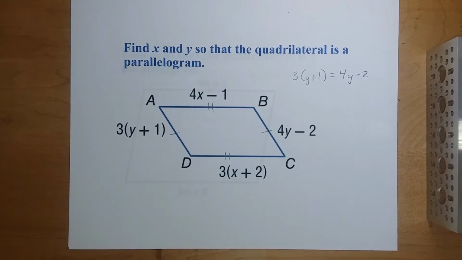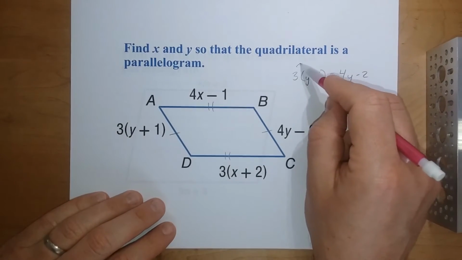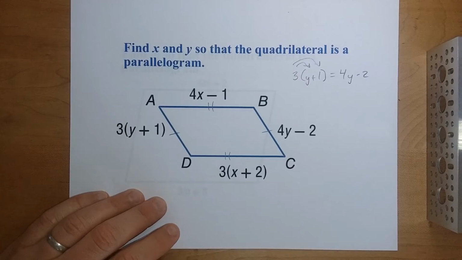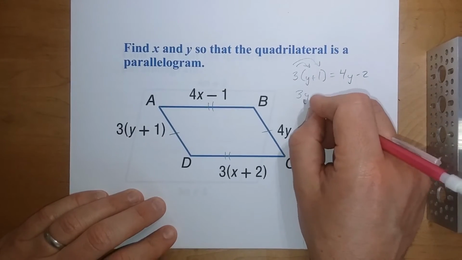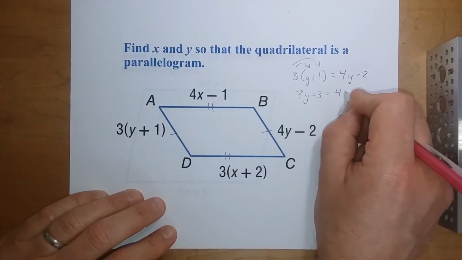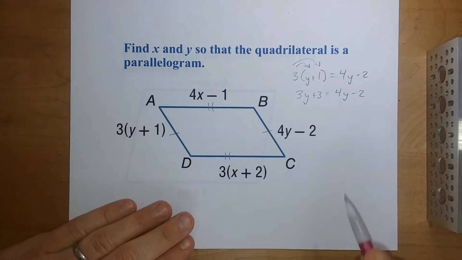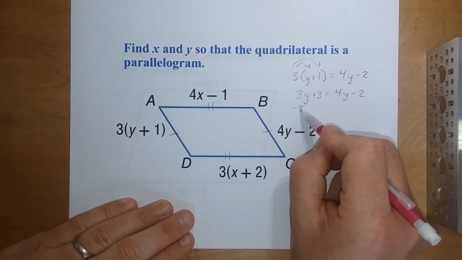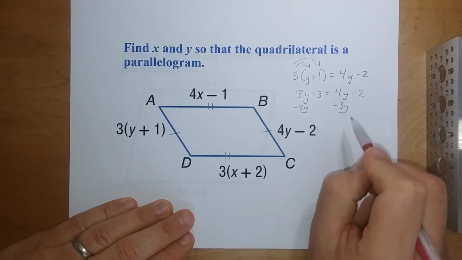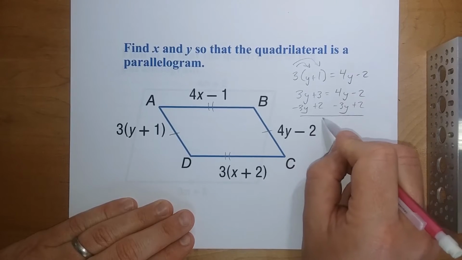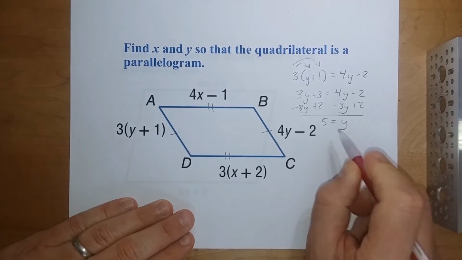Okay, how can we solve that for y? Don't forget to distribute. Distributive property, we spent a lot of time on that last year in Algebra 1. We get 3y plus 3 equals 4y minus 2. What would we do next to solve for y? Subtract 3y from both sides. And if you want to, you can add 2 to both sides at the same time. You get 5 equals y.